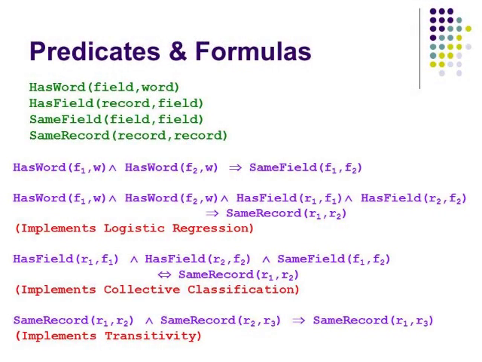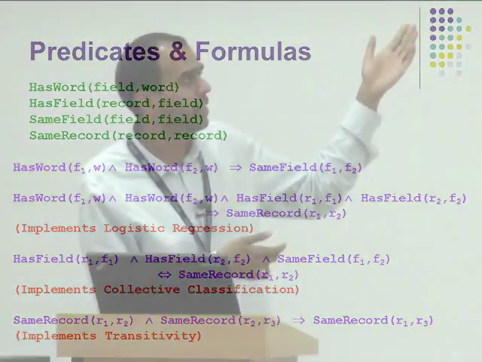So in terms of MLN, I will not go in complete detail. You can write the predicates, you can write the formulas. One very nice thing is that each formula essentially implements one of your traditional models. For example, the second formula here is essentially implementing logistic regression, because what you are saying is that for every word that two fields have in common, then essentially you are saying that their records are the same. The second formula will be true for every word they have in common. So if they have three words in common, it will fire 3 times. That is essentially your feature value, and the weight of the feature is the weight of the formula, and this implements logistic regression.